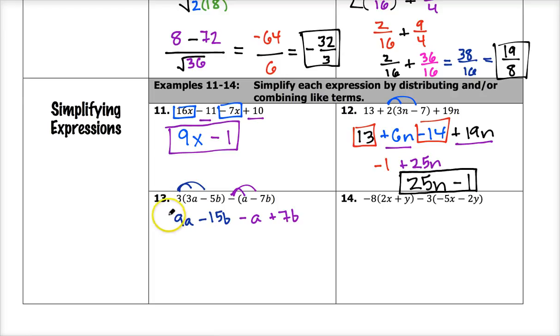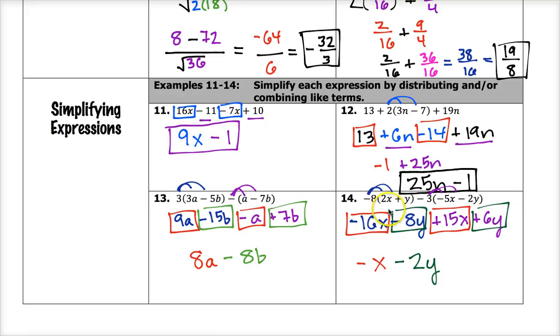And then when I combine my like terms, I have a 9a and a negative 1a. That will give me 8a. And then I can also combine my negative 15b with my positive 7b, and that will give me a minus 8b. So 8a minus 8b. Okay, one more time, pause the video, try 14 on your own, and then click play to check your answer.